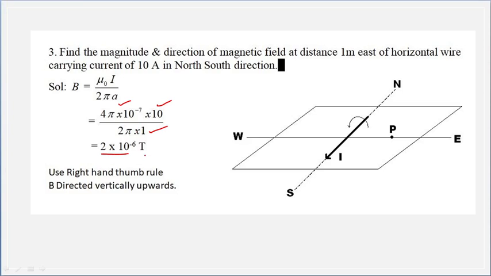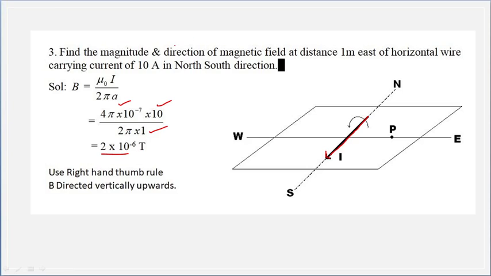Then to find the direction, it is given north-south direction, and east is given. So first you have to draw the directions. Draw the horizontal plane, then mark east, opposite to that is west, to the left is north, and to the right is south. Now what is given here is the wire carries a current in the north-south direction. See, this wire carries a current in the north-south direction like this.